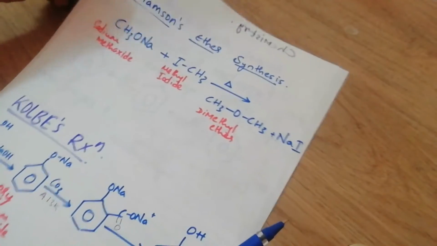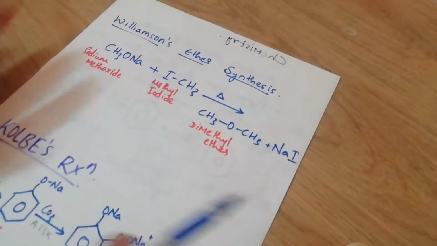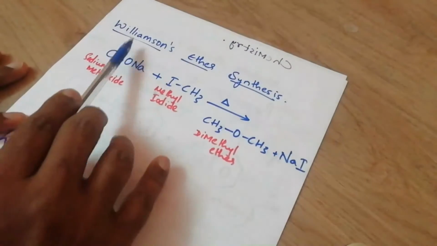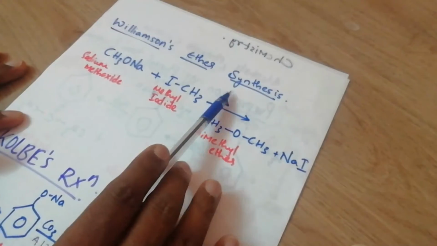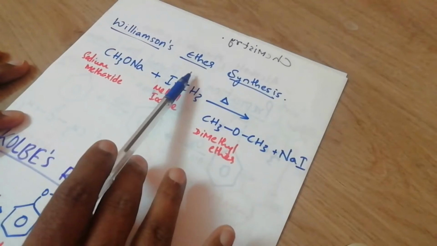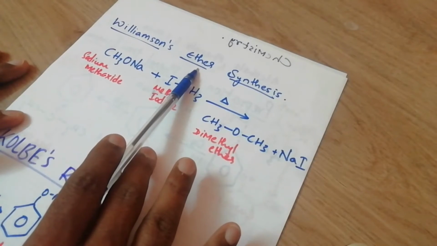And next I talk about the naming reaction of ether. This is the naming reaction of ether, that is Williamson ether synthesis. It is also very important. Williamson ether synthesis. What is ether?